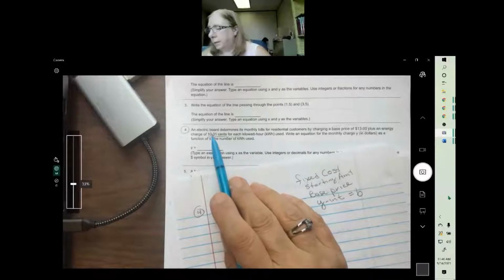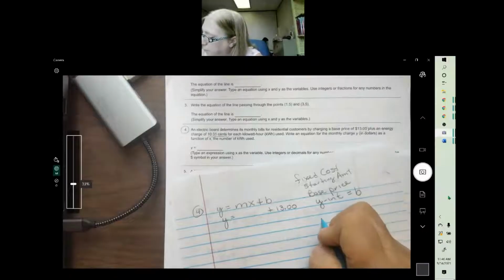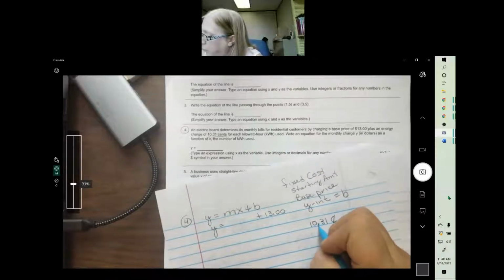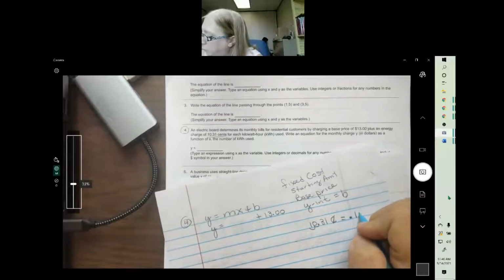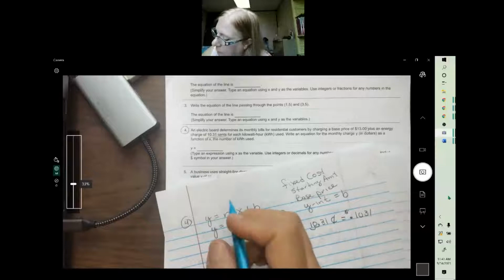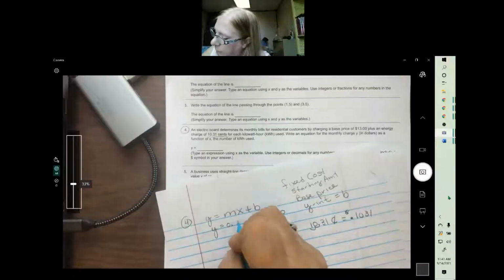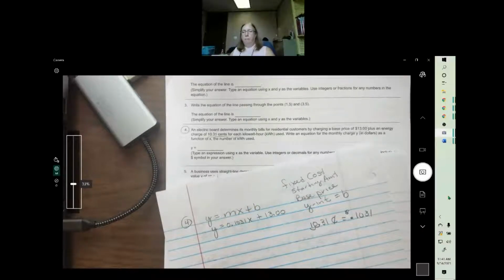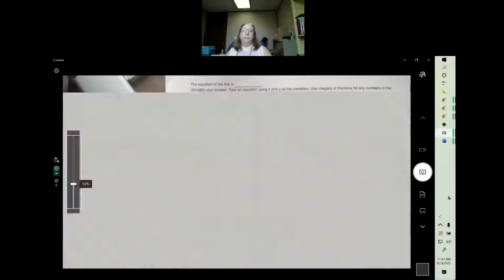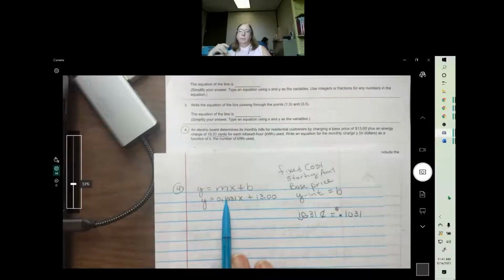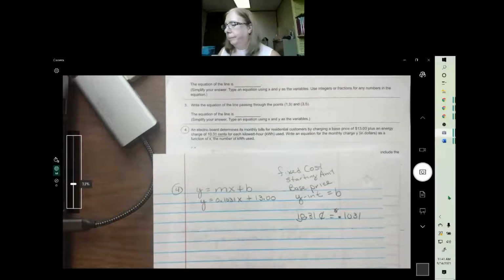So it's 10.31. Now this is in cents. So that would be, move the decimal over 2, if we moved it to dollars. So this would be 0.1031x. So we had to change the units because this was in dollars and this was in cents. And that would be your equation.